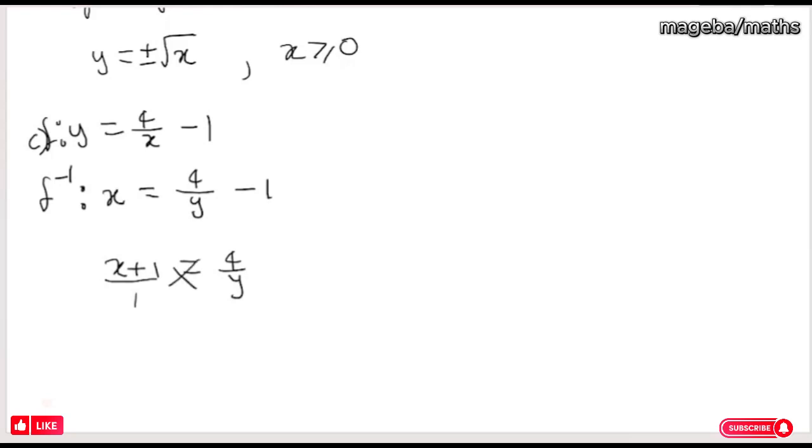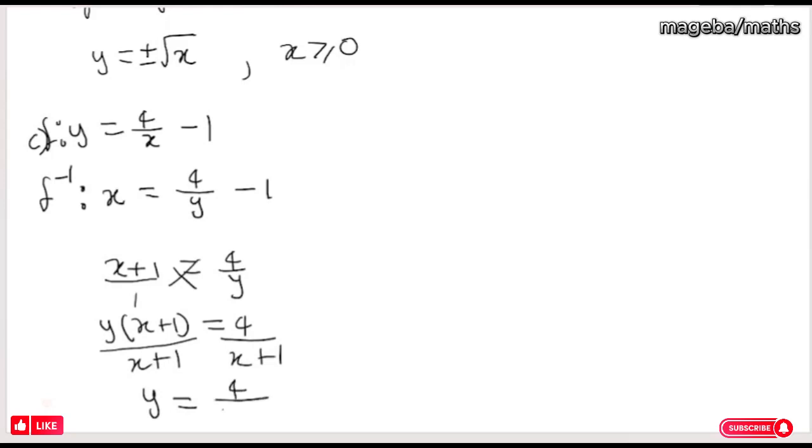By cross multiplying, we're going to have y times (x plus 1) equals 4. Remember, we need to make y the subject of the formula. So we divide by x plus 1, and then my inverse is going to be 4 all over x plus 1. This is going to be the inverse of this function here. I hope we understand what we're doing here.